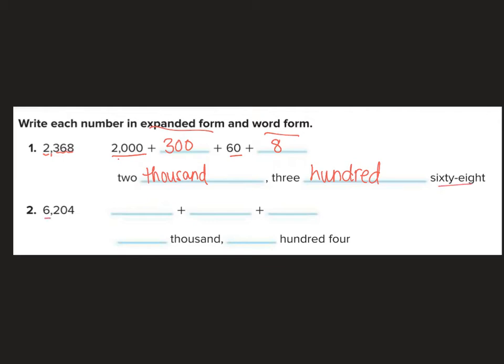Okay, this one, 6,204. So 6,000, comma, plus 200 plus 4. Notice how I'm not adding the 0 tens in there. Okay, so here we have 6,204 in word form. Notice I'm not writing the tens, I just write 204.